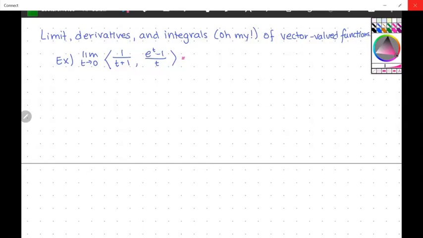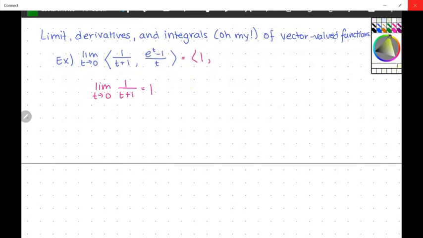So with all three of these, limits, derivatives, and integrals, it's done component wise, meaning you do the components individually. So for instance, if we look at just the horizontal component, the limit as t approaches 0 of 1 over t plus 1. What does that equal? That's 1.